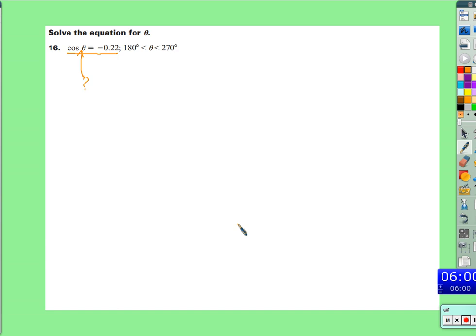Cosine of this solution, you should get negative 0.22. Okay, so let's just start there. How are we going to find an angle that, when you take the cosine of that angle, you get negative 0.22? An angle here, we take the cosine of this angle, we get negative 0.22. How do we find that angle? Find an angle that has a cosine of negative 0.22.